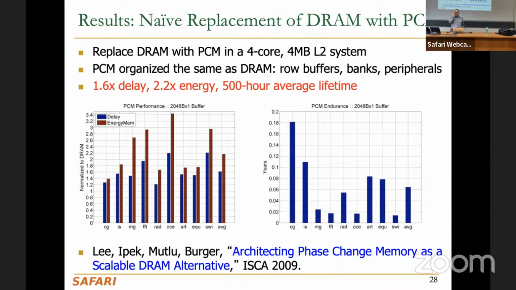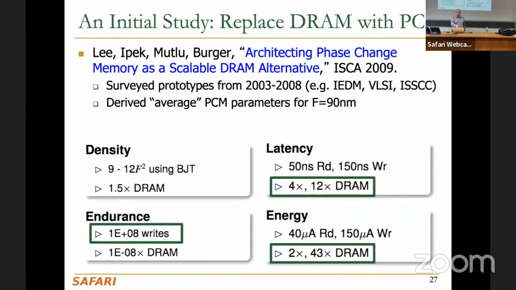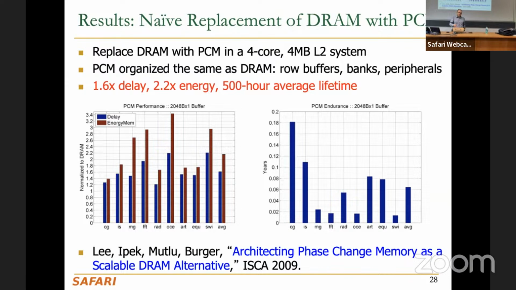So the results are not good. And that's kind of what we were expecting, by just replacing all these numbers. You cannot get good performance and good energy, of course. But now the question is, can we overcome these issues?